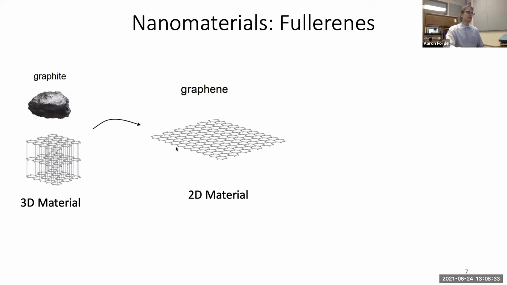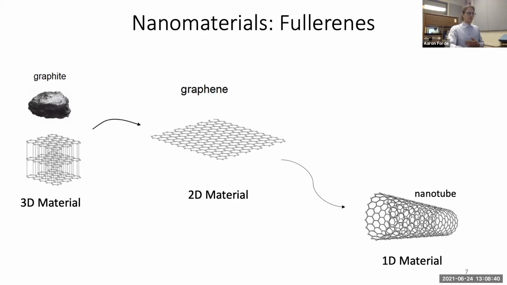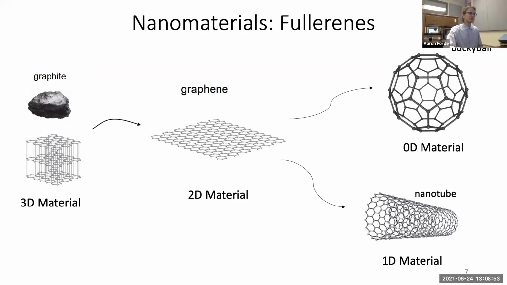And so you can imagine if you have a sheet of graphene, you could roll it up into a tube and make something like a rod. Those are known as carbon nanotubes, which are a 1D material where the radius of the tube is on the nanometer scale and its length is on much, much longer length scales. And for a 0D material, you can imagine wrapping that graphene into a ball. Those are known as buckyballs, where the radius of the ball is on the nanometer length scale.